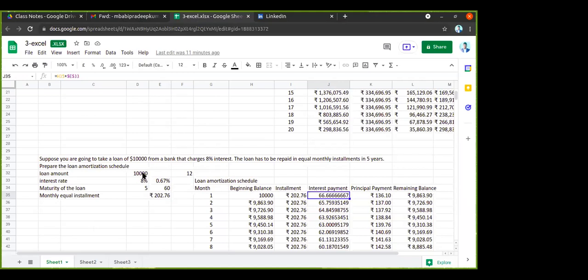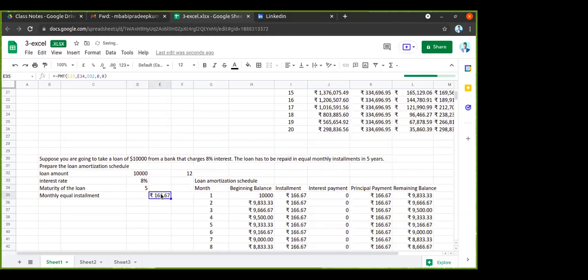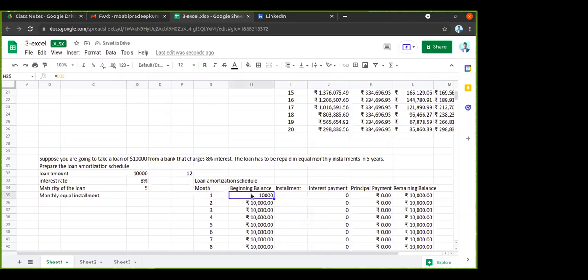Sir, as per the question, it is given that the loan amount is 10,000 and the interest rate is yearly. So in the question, it is mentioned that we should pay monthly. So you need to convert it into monthly. So dividing the interest rate. Is it okay, Pradeep, if you delete the calculations and do it again? Also the loan amortization schedule, the calculation part, you can delete and do it again. Then it will be helpful for all of us.